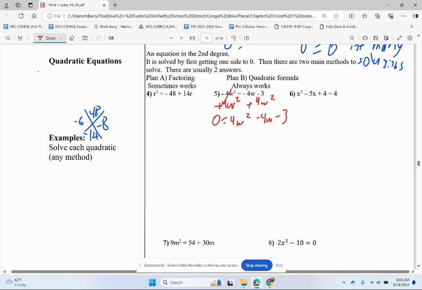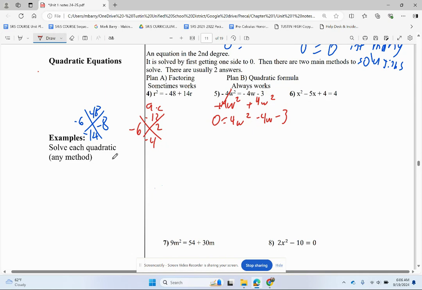Okay, so now I need to factor here. So we need to think of two numbers that multiply to negative 12 and add to negative 4. Because remember up top here we have a times c. And our a is 4, c is negative 3. And so that's sounding like negative 6 and positive 2. Now, this one, because we have that 4 in front, we cannot just say w minus 6, w plus 2.